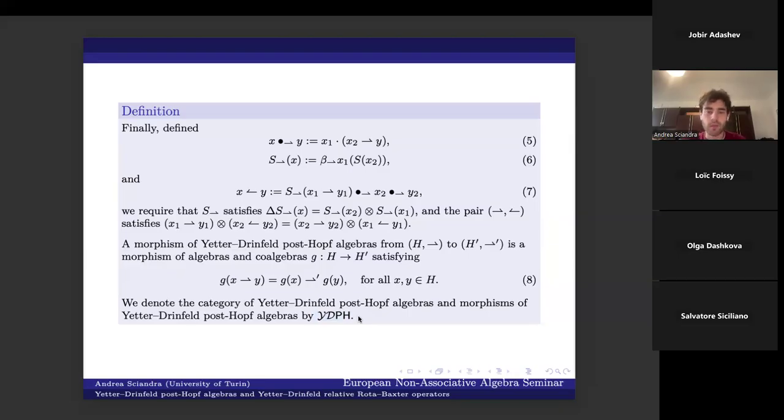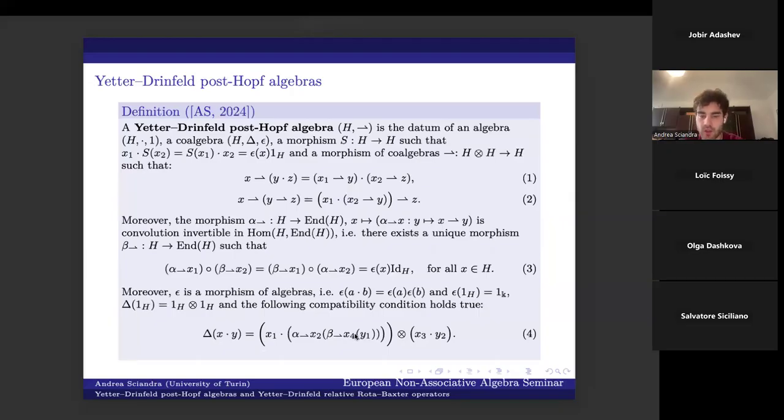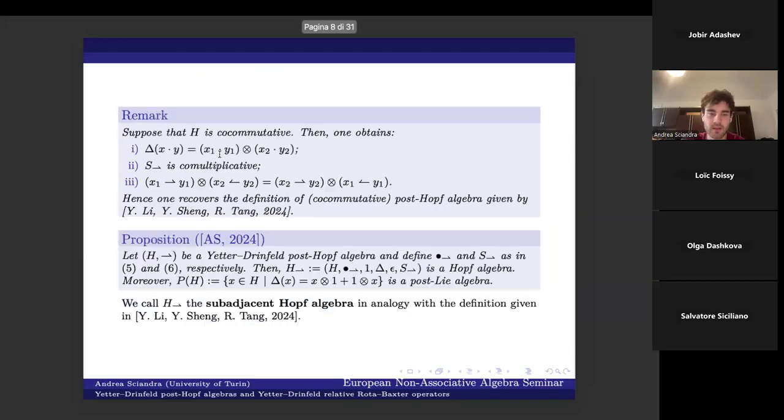Now, observe cocommutativity. Here you can see that we can change x4 with x3, and then, using that alpha and beta are convolution invertible, this vanishes. In fact, we obtain exactly that delta of xy is x1, y1, x2, y2. Moreover, one can prove that S is not just anti-commutative, but also commutative, and trivially this condition is clearly satisfied. In fact, you can interchange x1 with x2 and y1 with y2.